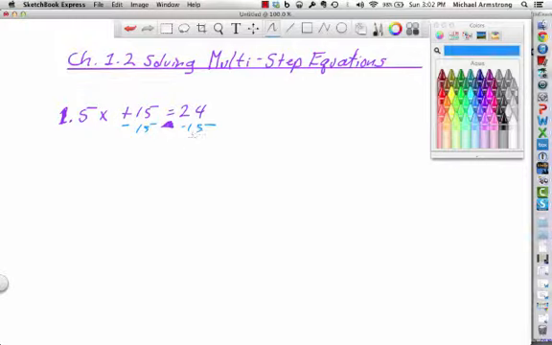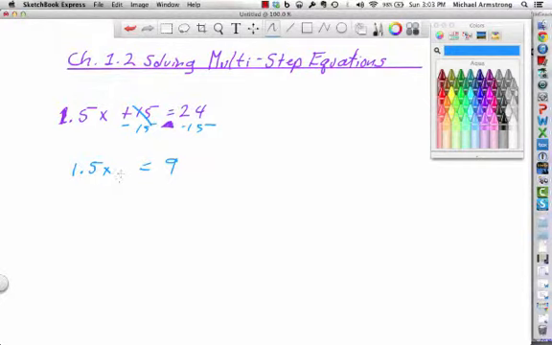We're going to subtract 15 from both sides. 15 take away 15 is 0. And 24 take away 15 is 9. It took me a second for some reason. 1.5x is equal to 9. Okay. So the next step is, this is where we get the second step. We're not just done. We still have a 1.5x.